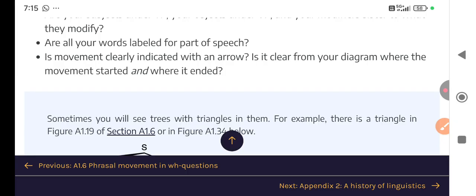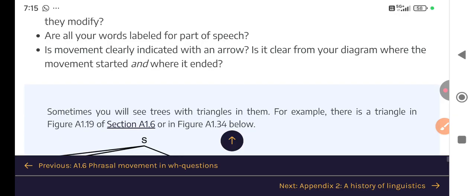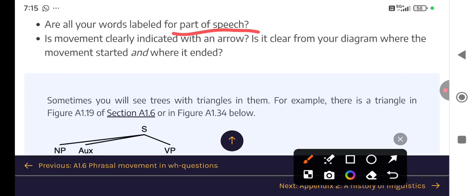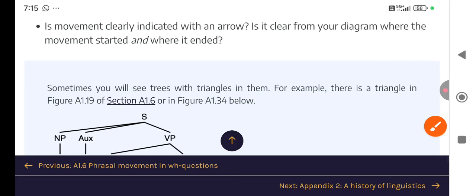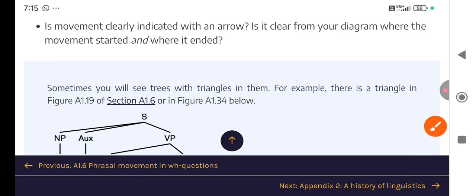Are all your words labeled for part of speech? Because ultimately we have to find out the part of speech. So it should be labeled properly, right? And is movement clearly indicated? With an arrow? Is it clear from your diagram where the movement started and where it ended? Which is important, where the movement started and where it ended.